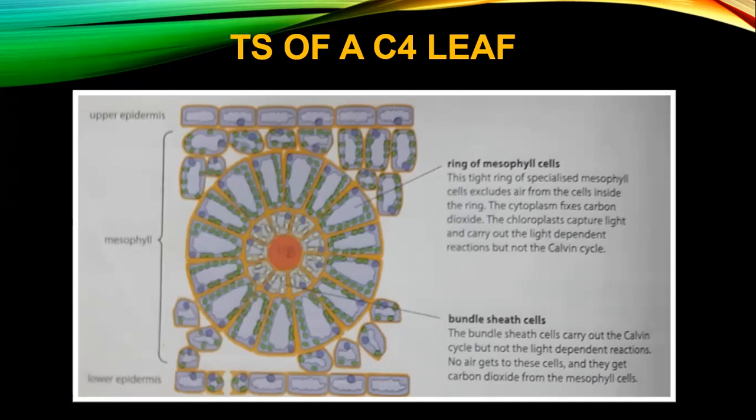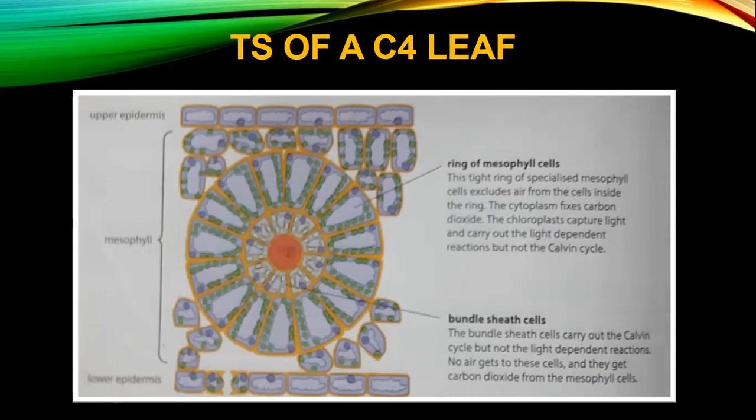As bundle sheath cells are tightly packed with each other, they are also tightly packed with the mesophyll cells, and in turn, the mesophyll cells, which are arranged in the form of a ring around the bundle sheath cells, are also tightly packed with each other. So the mesophyll cells have a direct contact with the air present. Obviously, air is present here, so it can diffuse inside. So mesophyll cells have a direct contact with the air in the leaf, but bundle sheath cells don't have a direct contact with the air present inside the leaf.